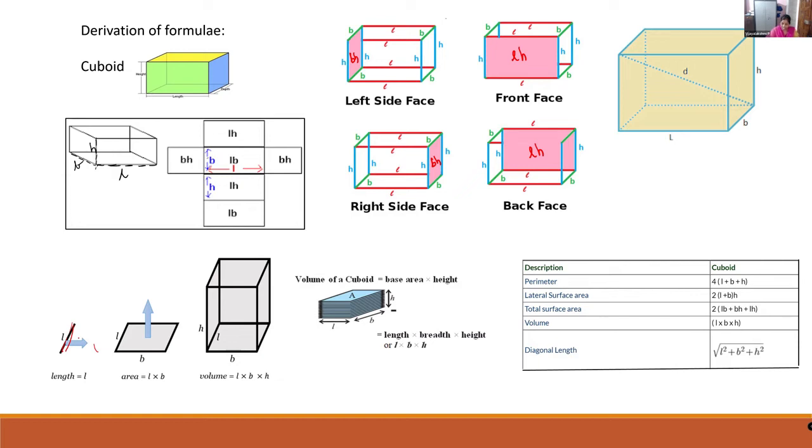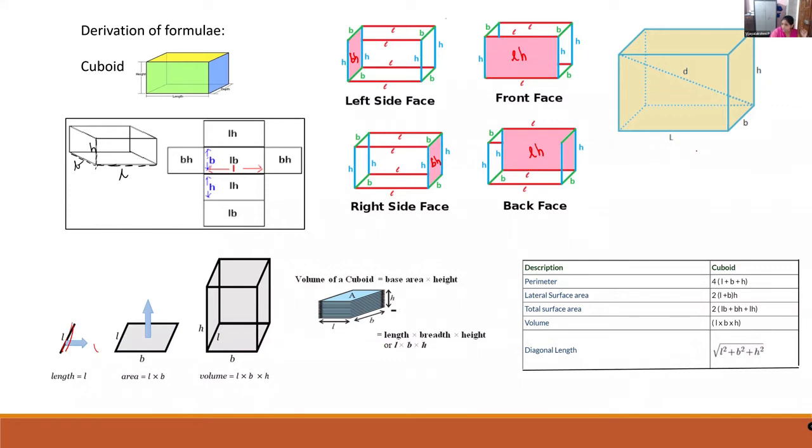Then that rectangle they are arranging one over the other. So congruent rectangles they are arranging one over the other up to the height h. From this they can understand the cuboid volume. So base area into height, that is the volume of the cuboid, L into B into h. So first these three things they have to understand: total surface area, lateral surface area, and the volume.